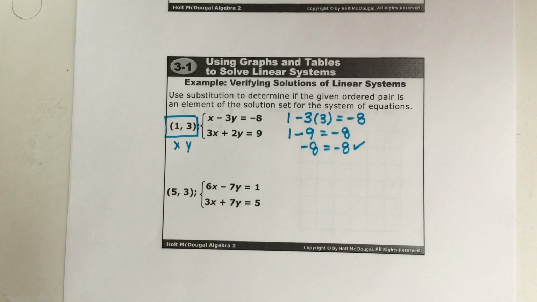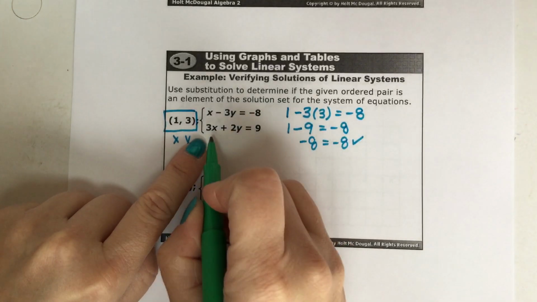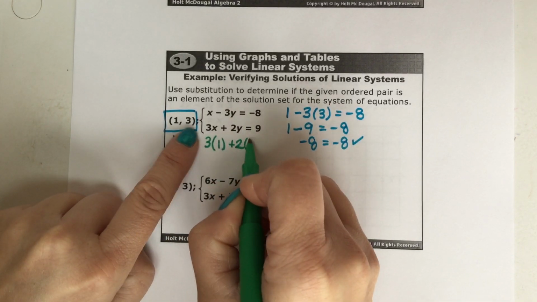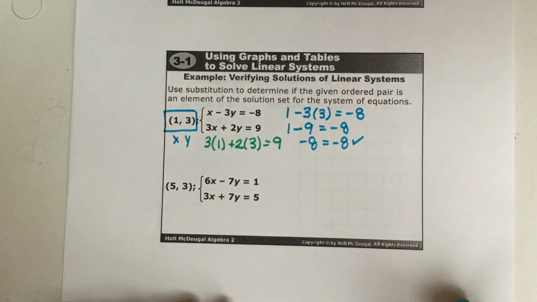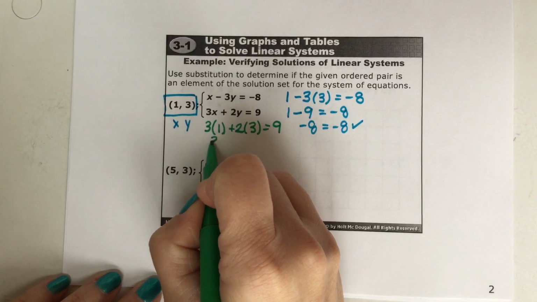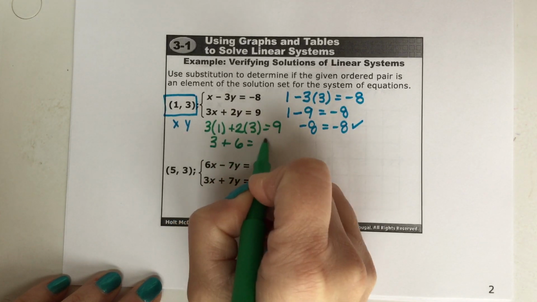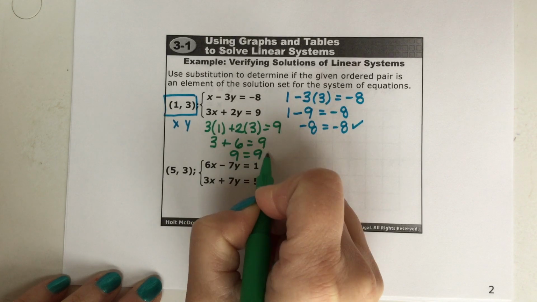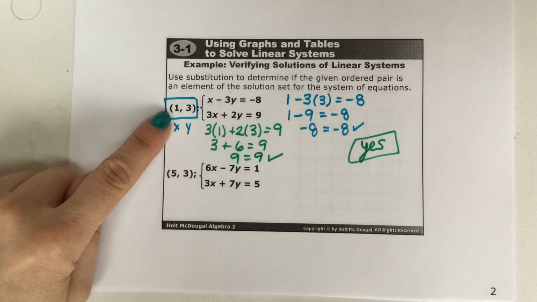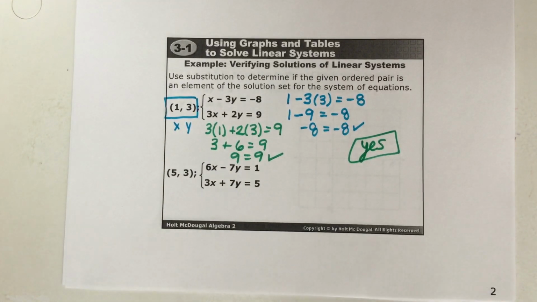It checks. Well, we know that it checks the top equation. What they told us is it cannot be a solution unless it works with both. So now let's go ahead and try the second equation. 3 times x. X is really a 1, plus 2 times y, y is really a 3. We have to make sure that that equals 9. This is order of operations. 3 times 1 is 3, 2 times 3 is 6, 3 plus 6 is 9, 9 equals 9, so it checks. So yes, 1, 3, that ordered pair is a solution for this system of equations.